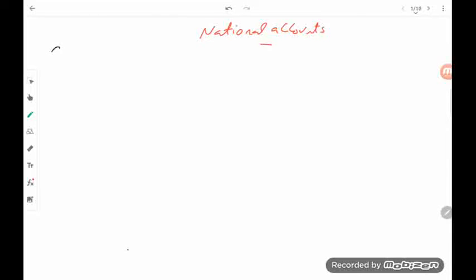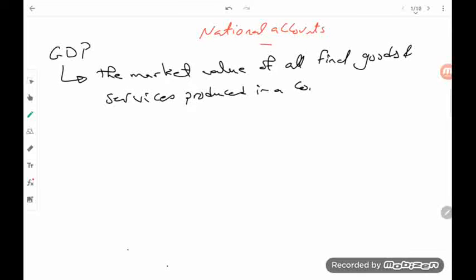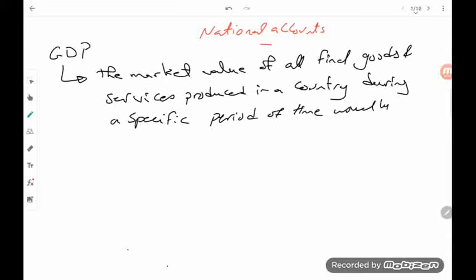As we said before, the GDP or gross domestic product is defined as the market value of all final goods and services produced in a country during a specific period of time, usually 1 year. GDP can be measured using two different approaches.